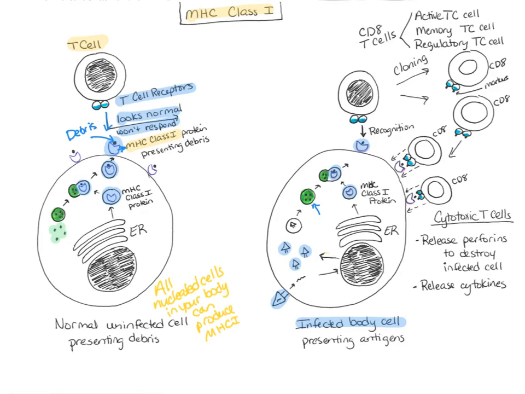So the MHC1 is presenting now an antigen. It's not just presenting debris, it's presenting an antigen. So this T cell now recognizes that antigen, and the T cell is going to become activated. Okay. When a T cell becomes activated by an MHC1 protein, it becomes a CD8 T cell. It's going to start dividing and cloning, and its clones are going to be called CD8 cells, CD8 T cells.